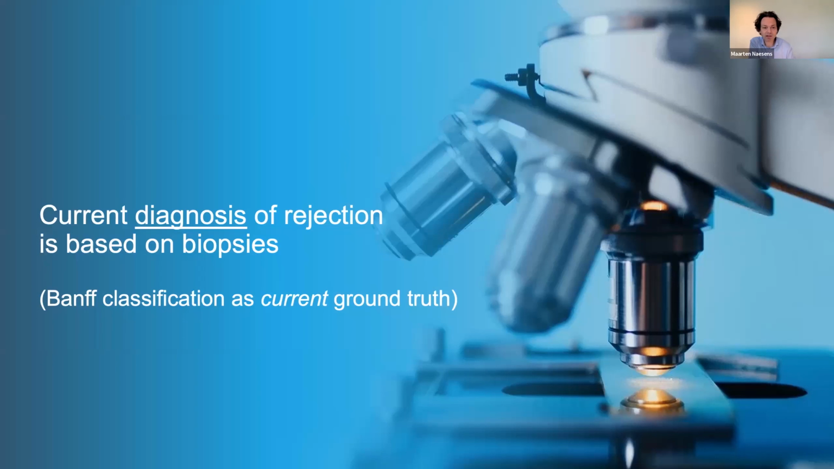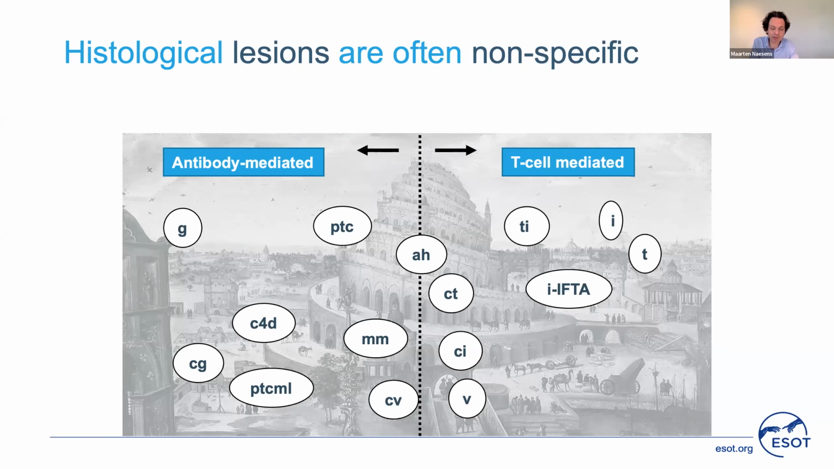It is clear that the diagnosis of kidney transplant rejection is at the moment based on kidney transplant biopsies, and the international Banff classification is here used as the current ground truth. The Banff classification was initiated in 1991, is now more than 30 years old, and is still used with the same kind of background, which is the individual lesion scores that we can evaluate using histopathology in the kidney transplant biopsies. And you see here the individual lesion scores.